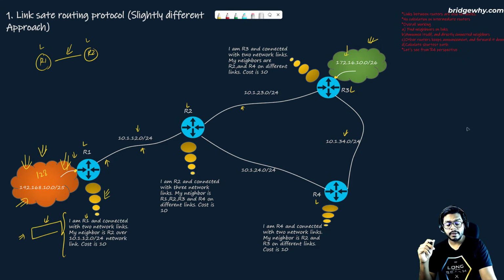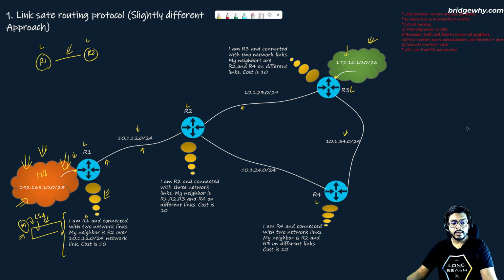So again, I'm repeating, R1 is creating a message in which it is writing that I am R1 and connected with two network links, right? And my neighbor is R2 over the 10.1.12.0/24 network. It is as simple as that. It has put this information right here into this message, which we are calling message M, or in the real terminology, we call this message a link state advertisement.